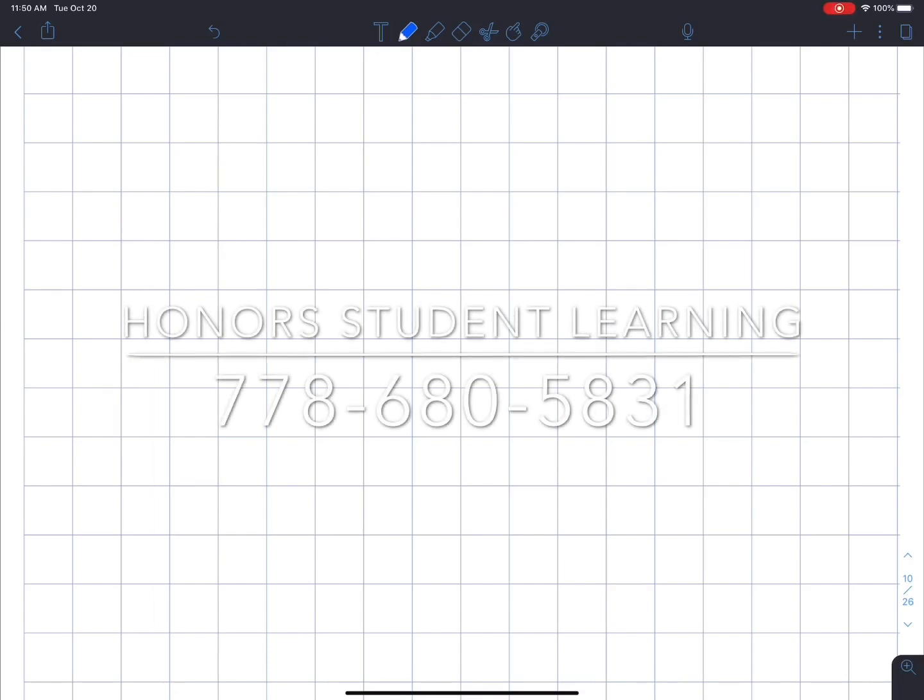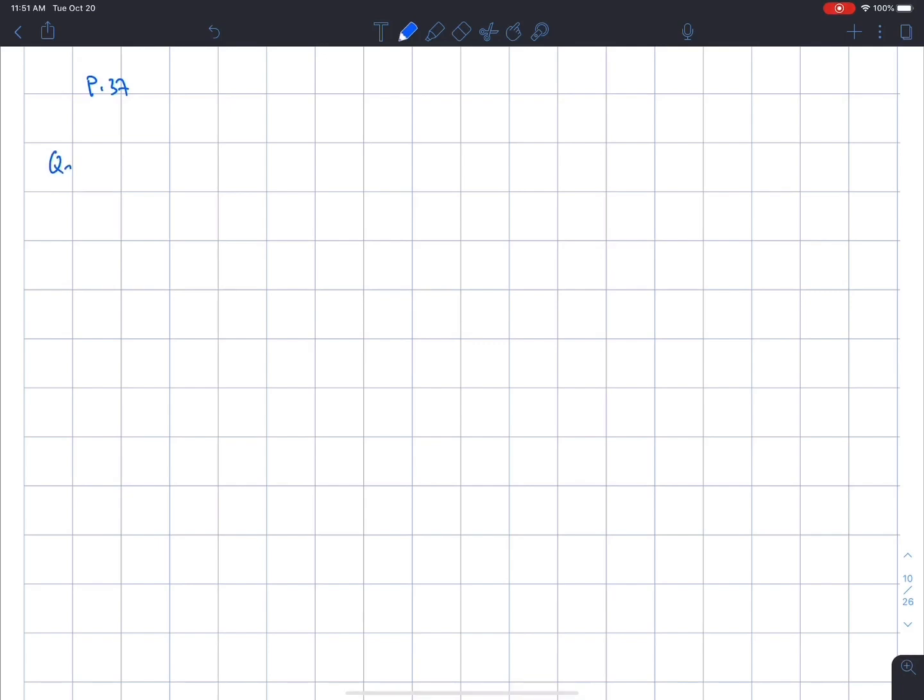Question 8. We are now on page 37. This is question 8. To make a dress, 1 1/3 yards of material is required. How many dresses can be made from 32 yards of material?